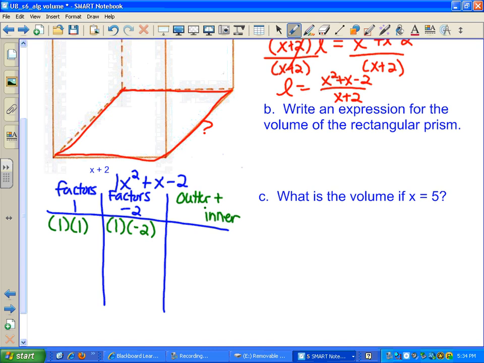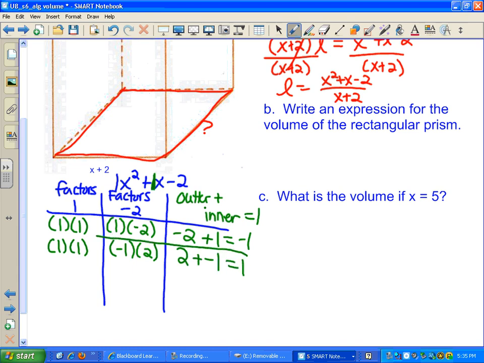So I'm going to take factors of the outer. 1 times negative 2 is negative 2. Multiply the inner. 1 times 1 is 1, and I get negative 1. But if I look, I need to get a positive 1. So I'm going to do 1 and 1. This time I'm going to make the 1 negative and that 2 positive. So let's see what happens with that. I'm going to take the outer. 1 times 2 is 2. Plus the inner. 1 times negative 1 is negative 1. And I get 1. So there are my factors.